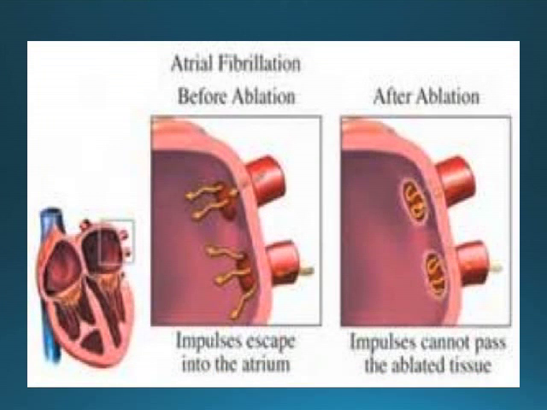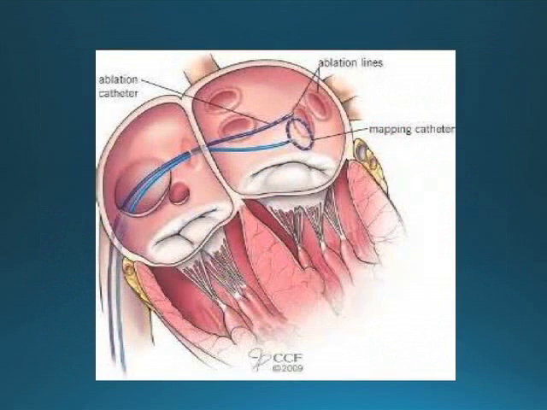Anyhow, the strategy is this: you have abnormal electrical activity coming out of this location, and by creating a ring of lesions around it, it's supposed to stay contained inside, and that works pretty well for paroxysmal atrial fibrillation. The technical strategy is more or less like this. We come with catheters to the right side of the heart, we cross to the left side of the heart, and we place a couple of cables.